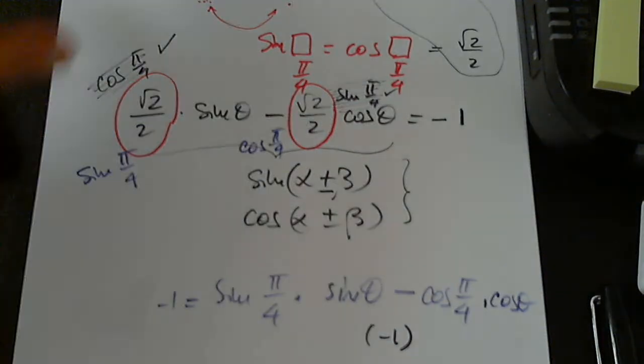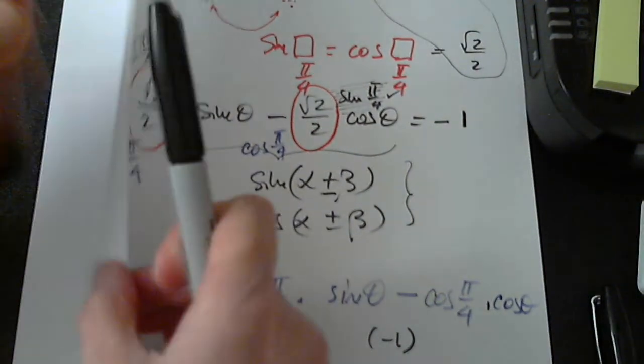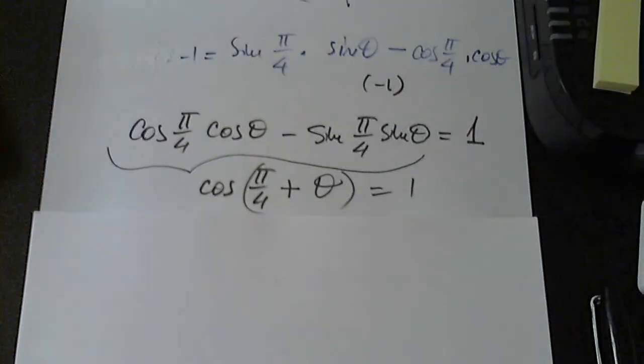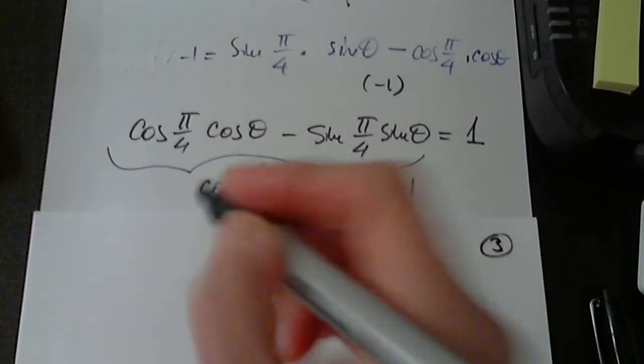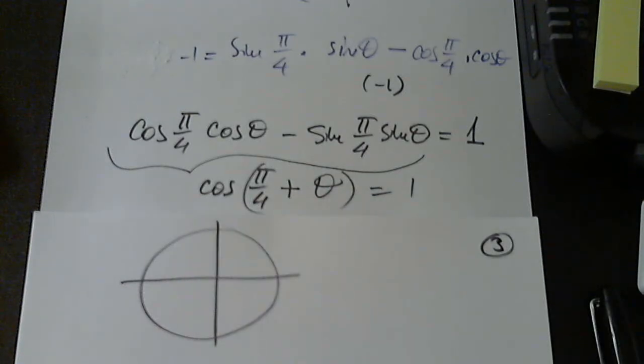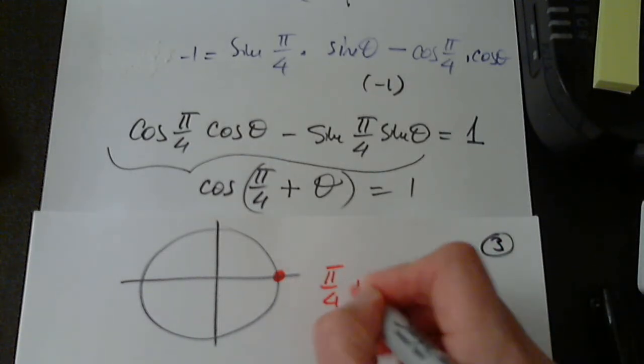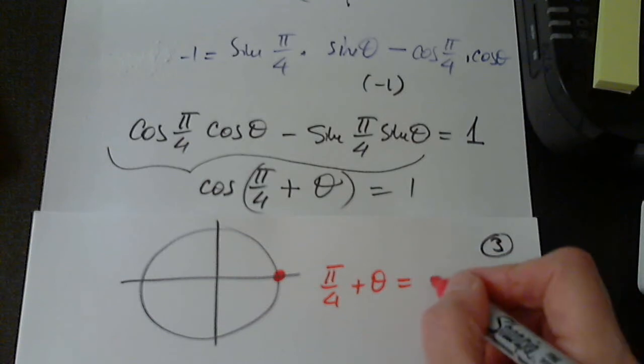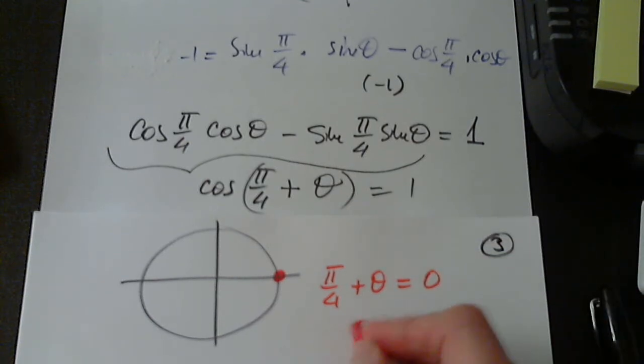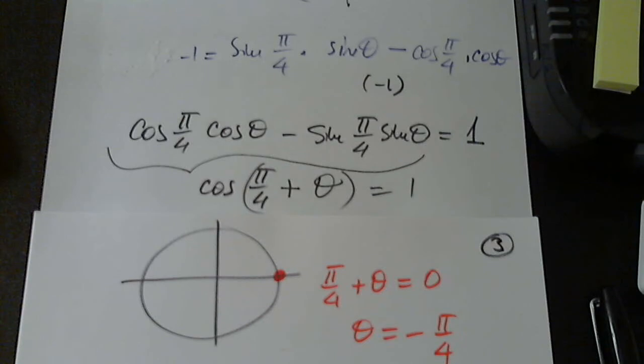Awesome, good. So now we go back to the unit circle. Where is cosine 1? At 0. Yes, cosine 0 is 1. Perfect. So then pi over 4 plus theta must be 0. So then theta equals negative pi over 4. Any questions?